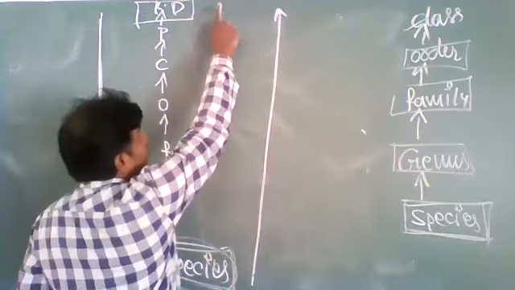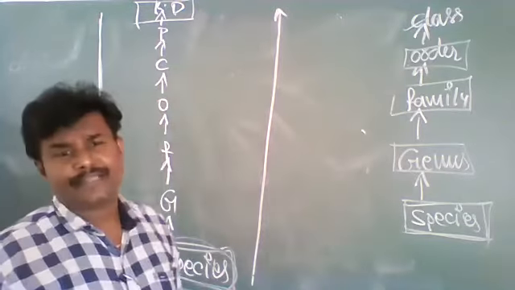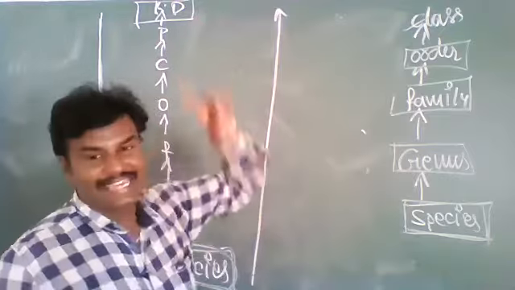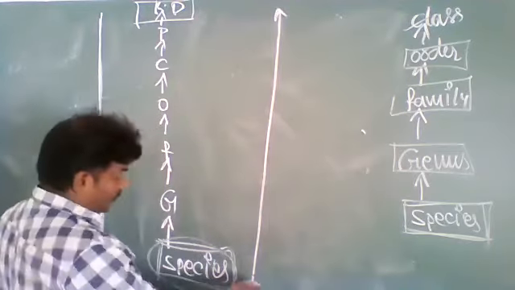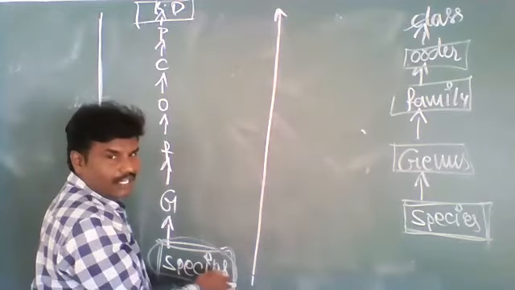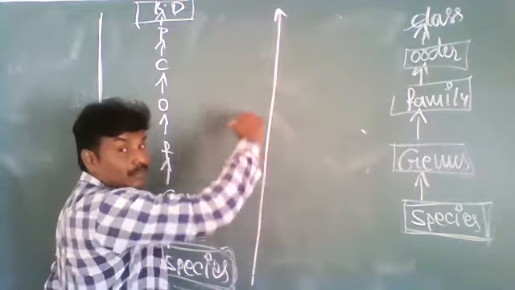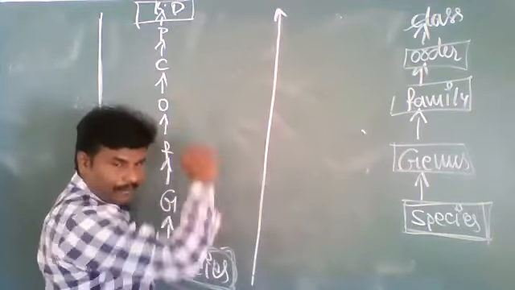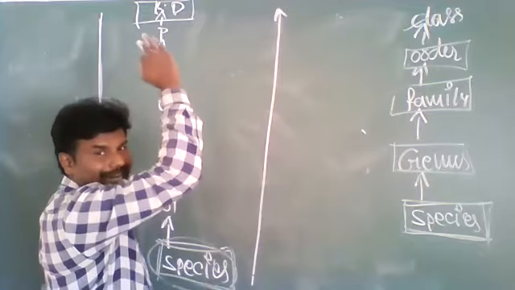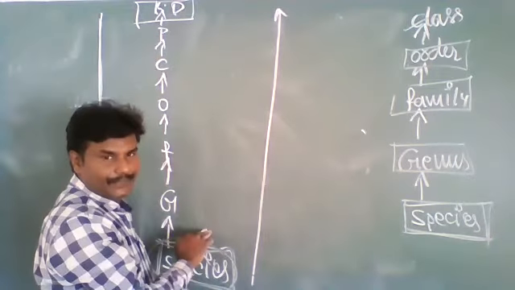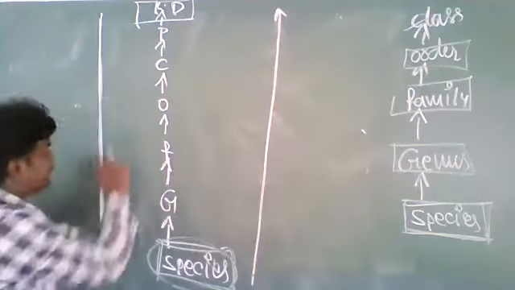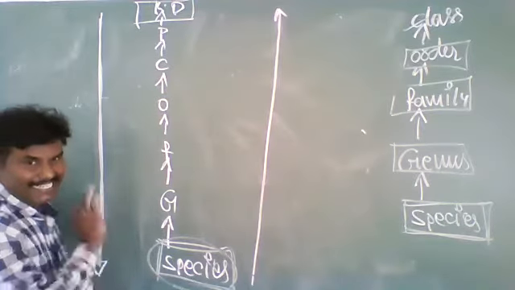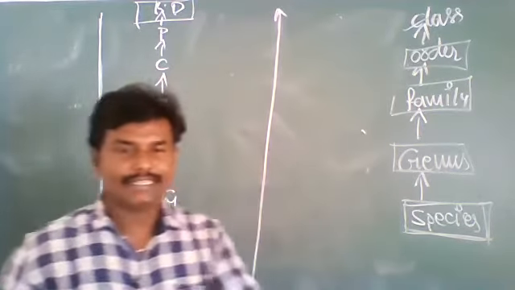So here, the number of organisms in phylum and kingdom is more and more. That's why it is ascending order from downside to upper, because the number of living organisms in the population is increasing. Upside direction is ascending. Here descending, so species population is less. That's why it is increasing. Okay, that is one point.